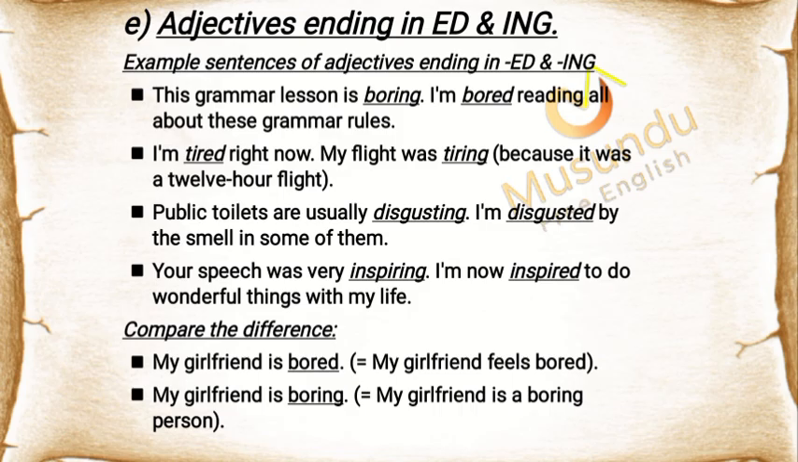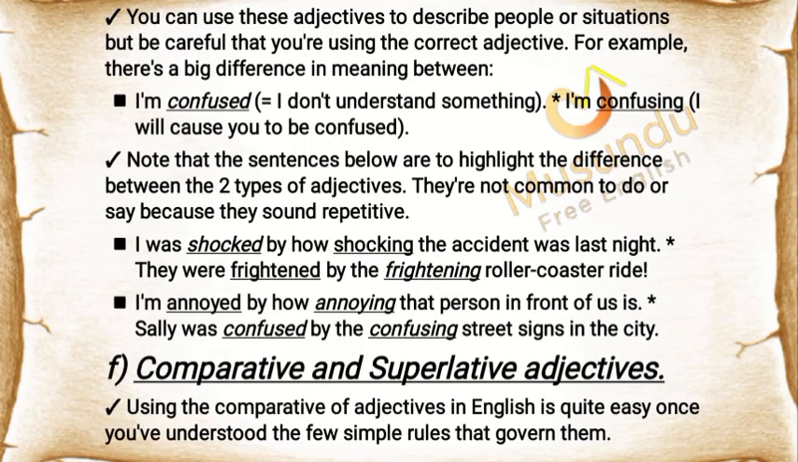Compare the difference: my girlfriend is bored equals my girlfriend feels bored. My girlfriend is boring equals my girlfriend is a boring person. You can use these adjectives to describe people or situations, but be careful that you're using the correct adjective. For example, there's a big difference in meaning between I'm confused, which equals I don't understand something, and I'm confusing, which means I will cause you to be confused.